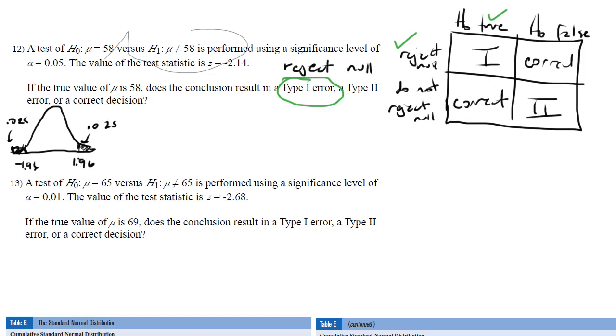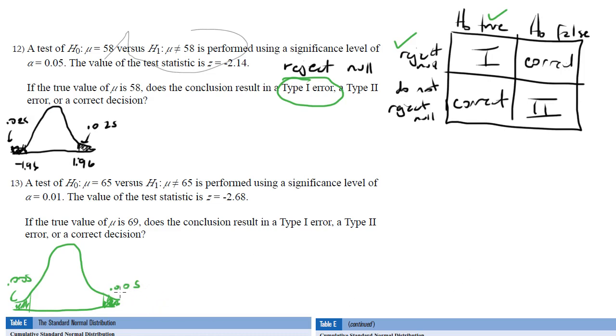So 13, we're doing the same thing. A test of the null hypothesis, the population mean is 65, versus the alternative hypothesis, the mean is different from 65. Another two-tailed test, right? So the mean is different from 65. And we're using a significance level of 0.01. So in each of these regions, I have 0.005, right? Half of that.